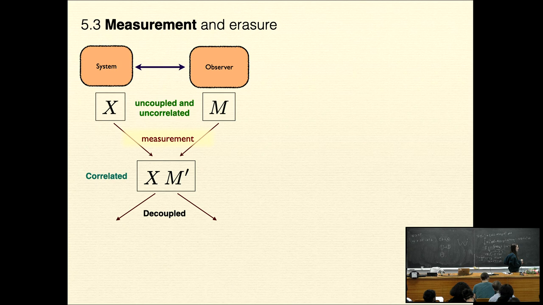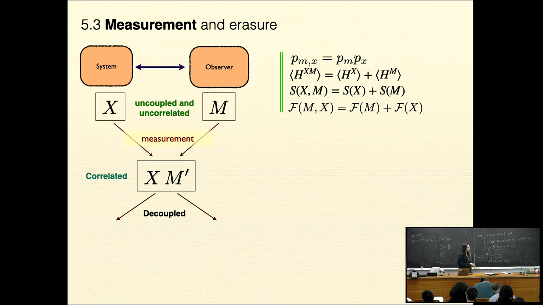Then you do this measurement. The goal of the measurement really is to correlate the two. But we don't want to change the state of your system, because this is what we want to gain information about. So the system we don't touch, but we change the state of the memory according to the state of the system. In doing that, we create correlation between the two. And then we decouple them. So still there is no coupling term in the Hamiltonian or anything. We are uncoupled at the end of this measurement.